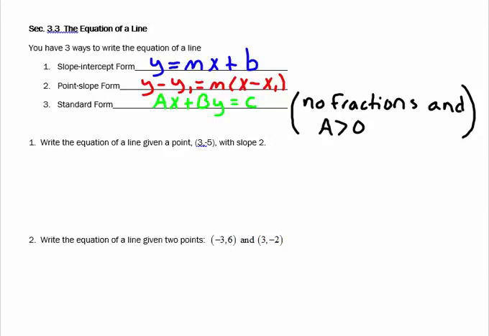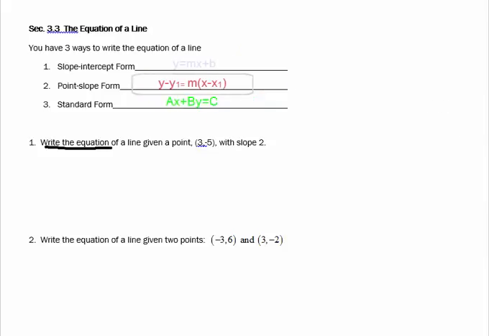So to write the equation of a line given a point 3, -5 with slope 2, let's go through the checklist of the things you need if you see the direction to write the equation of a line. The first thing you need is a point. The second thing you will need is a slope. And the third thing you need is decide which form you're going to start with. I'm always going to start with point-slope form. You can decide which method you like better.